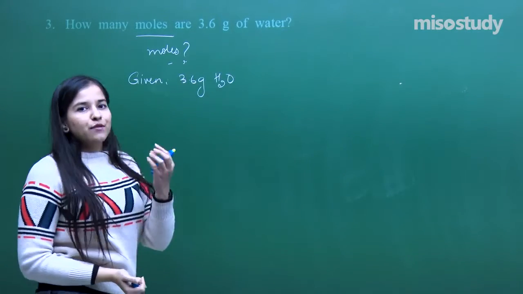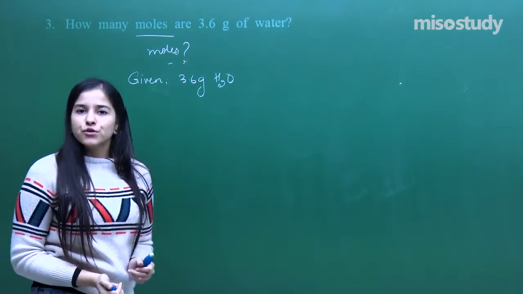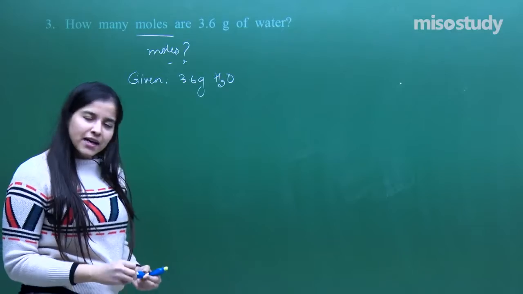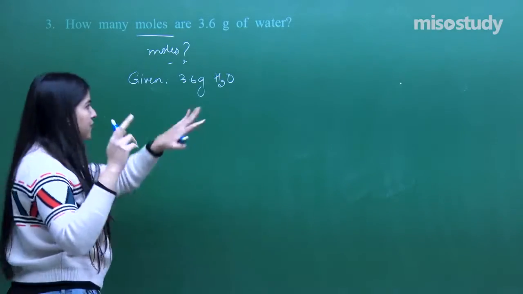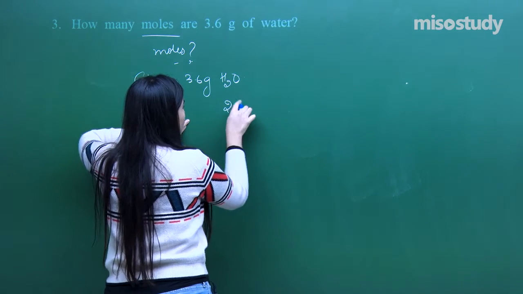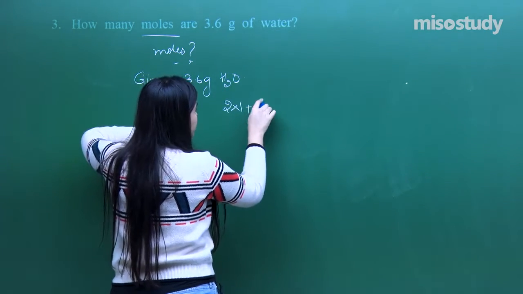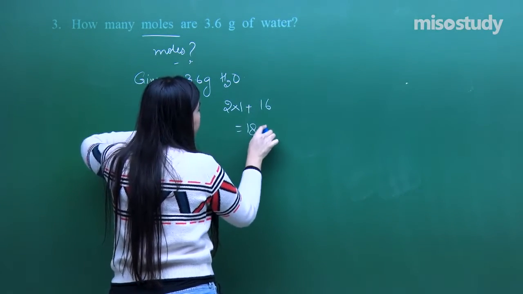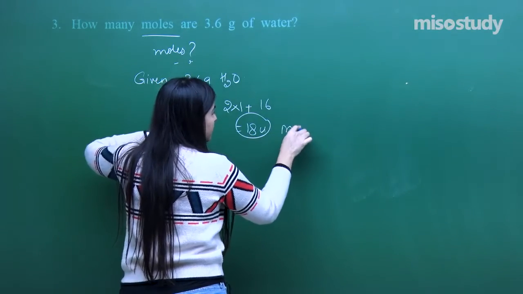So how many grams of water corresponds to 1 mole, do you remember? It is again related to the molecular mass. Can you tell me what is the molecular mass for water? 2 into 1 plus oxygen is 16. How much? 18 units is the molecular mass.